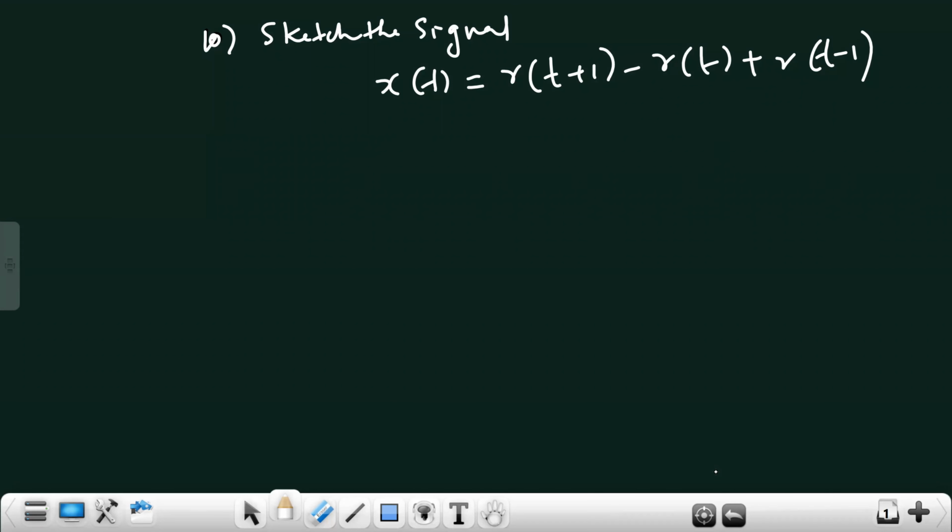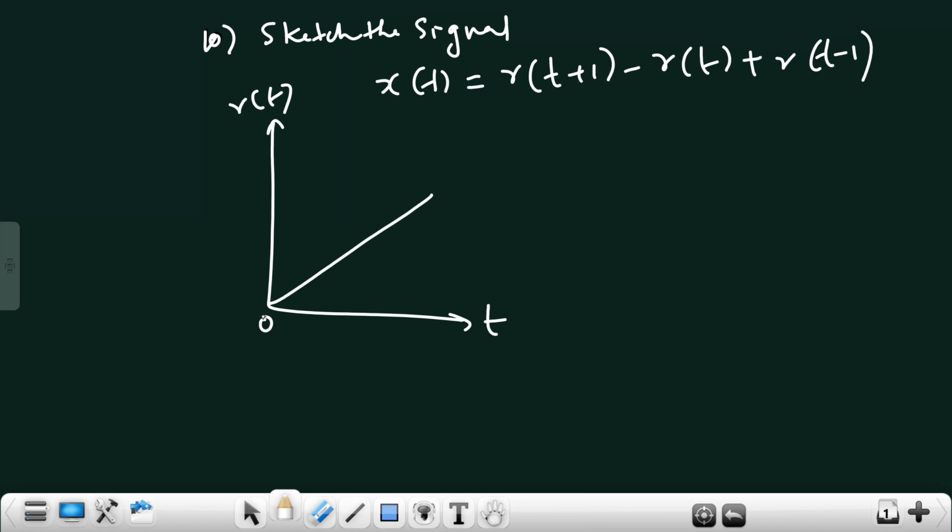First I will be plotting r of t. We know that r of t is nothing but a ramp signal, where at 0 you are having 0, at 1 you are having 1, at 2 you are having 2, at time 3 you are having 3, at 4 you will be having 4. Like this you are getting a ramp.